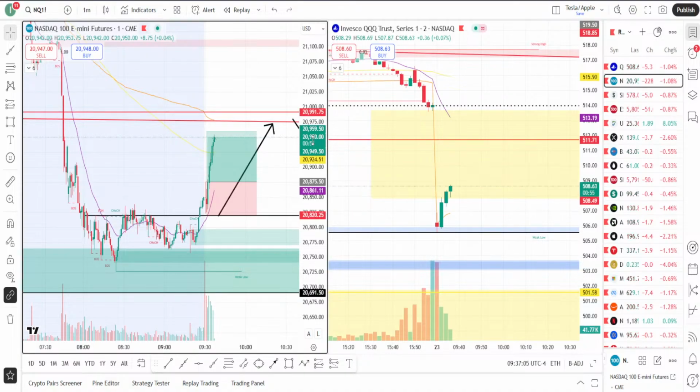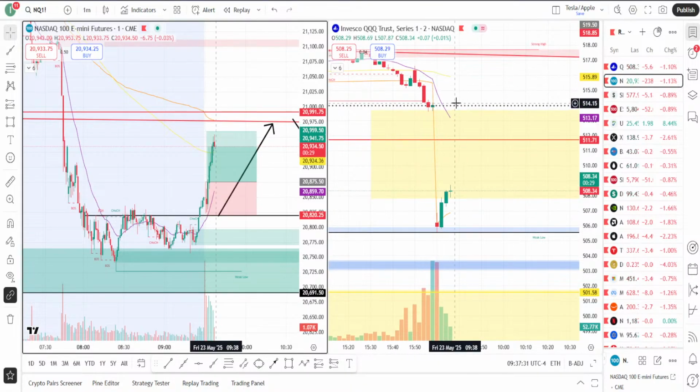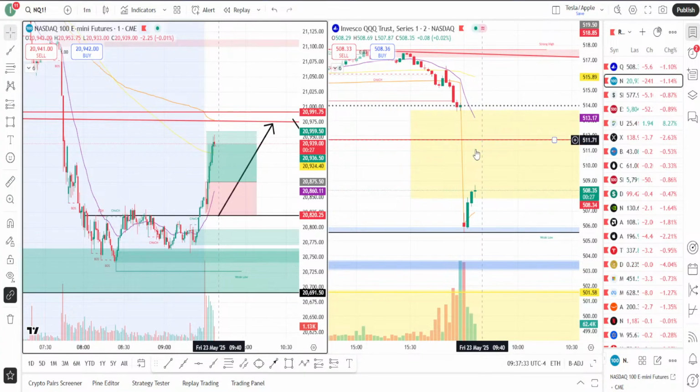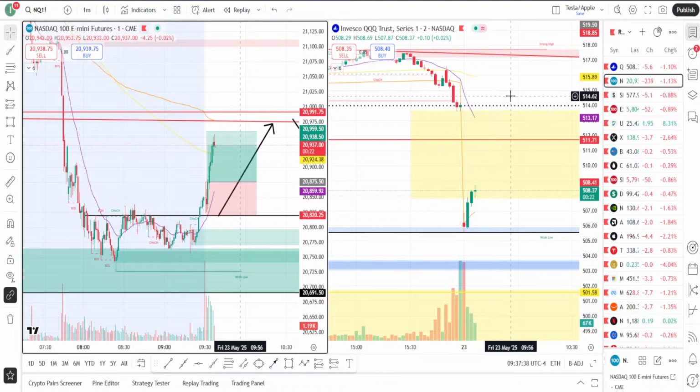Keep going. Come on, you're almost there. Come on. That's it. Get us up there. We're very far away from the 21 moving average. So this has plenty of room to go up.